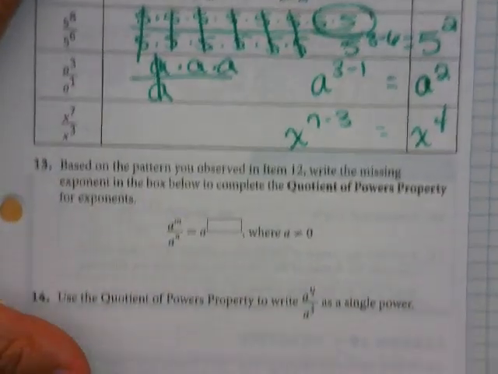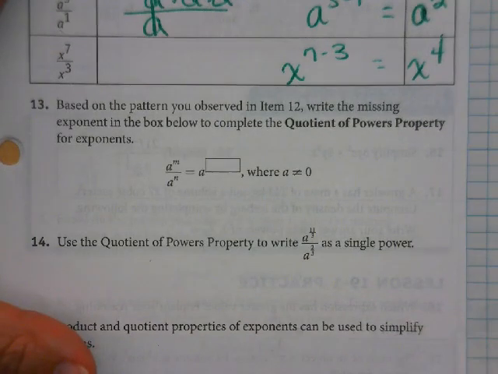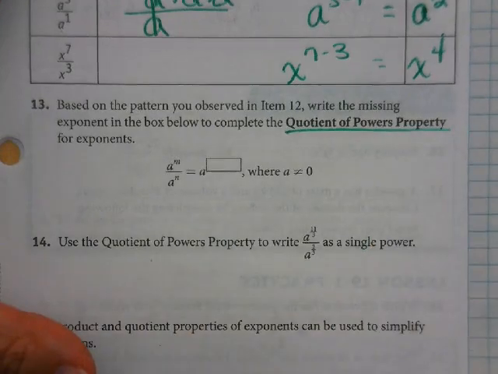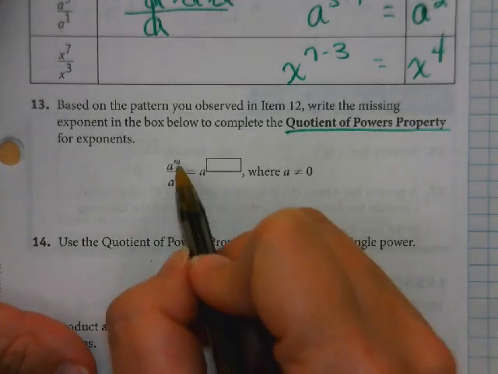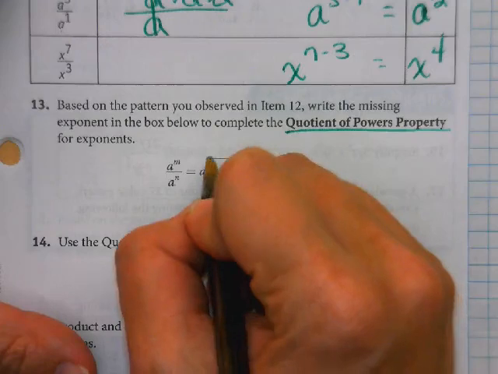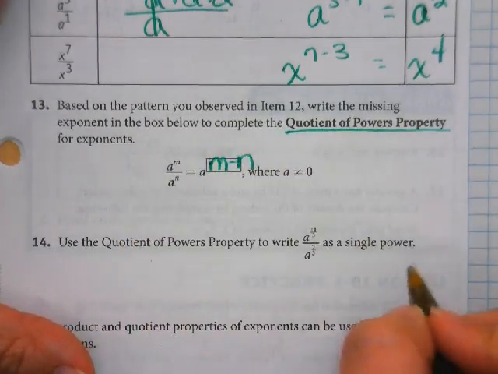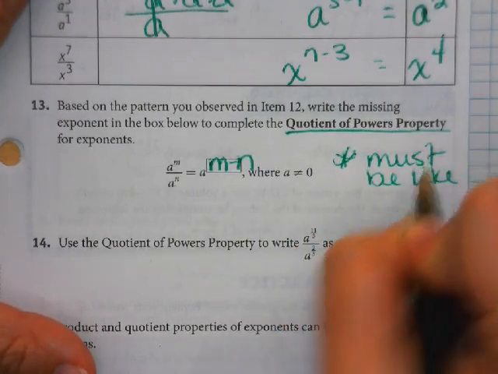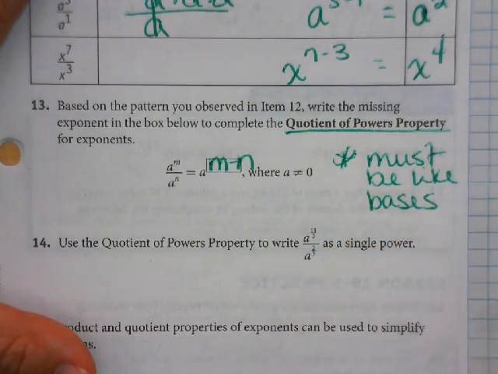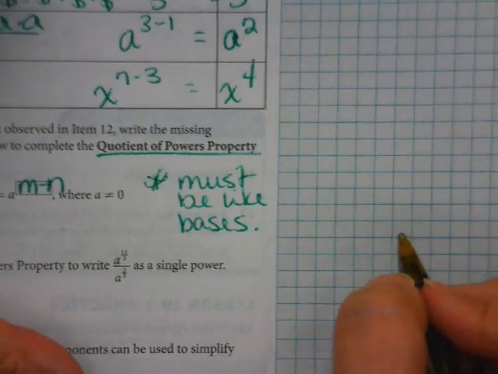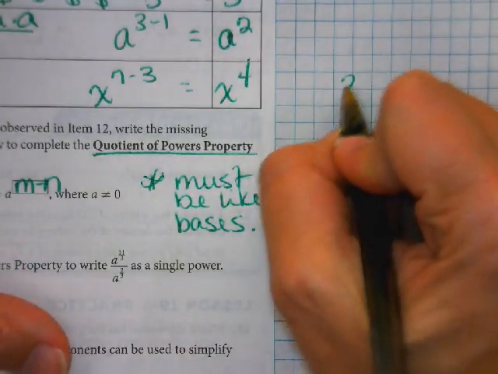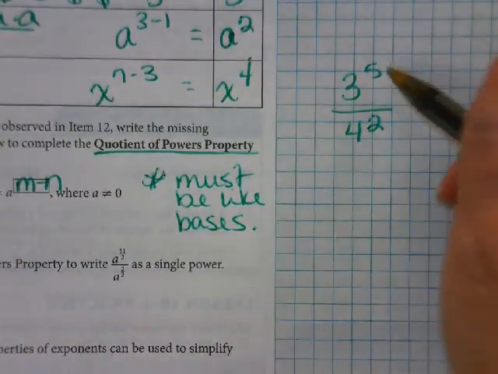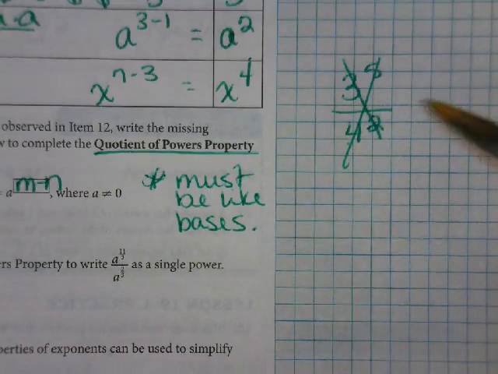So then what would be our rule based on the pattern? Right, the missing x. This is called the quotient of powers property, division of powers. So a to the m over a to the n becomes a to the m minus n. And again, it must be like bases. You cannot do this for, say, 3 to the 5th over 4 to the 2nd. You can't do this rule with that. They have to be the same big number.